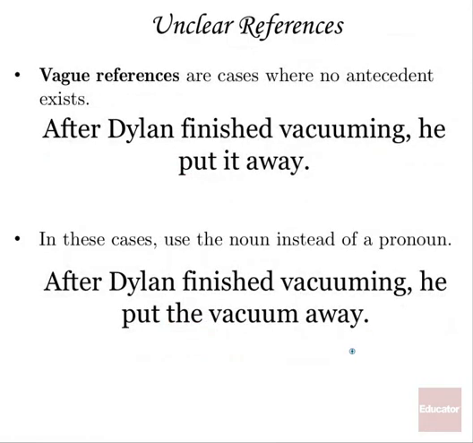All right. Vague references are cases where no antecedent exists. You think there's an antecedent, but there really isn't. After Dylan finished vacuuming, he put it away. Well, there's our pronoun it, but what does it refer to? It can't refer to Dylan. He's a person. He never gets replaced by it. And there isn't another noun in the sentence it could refer to.